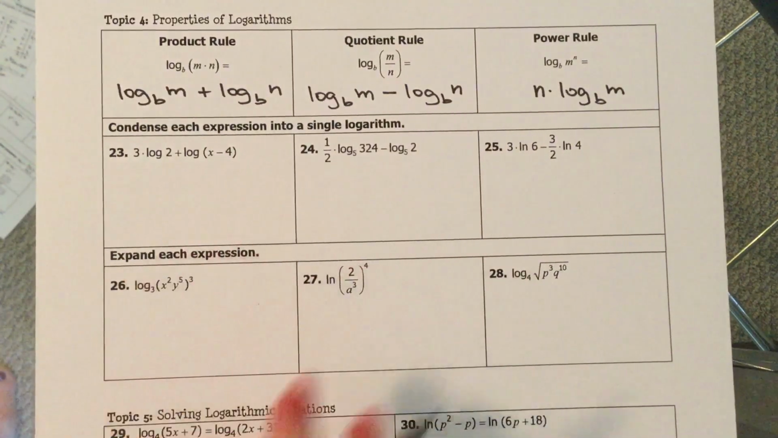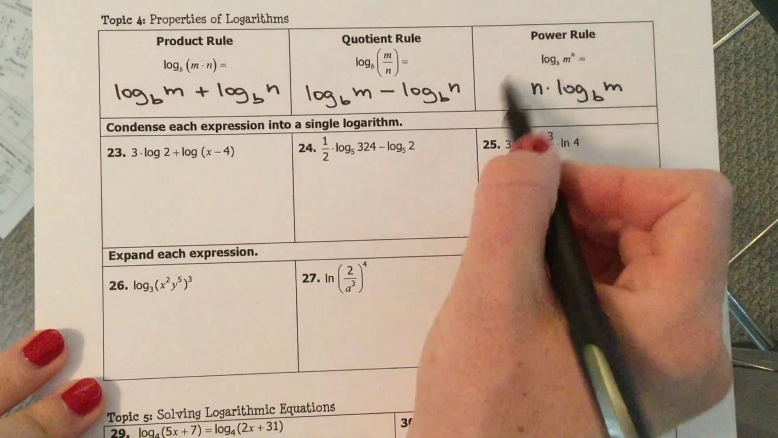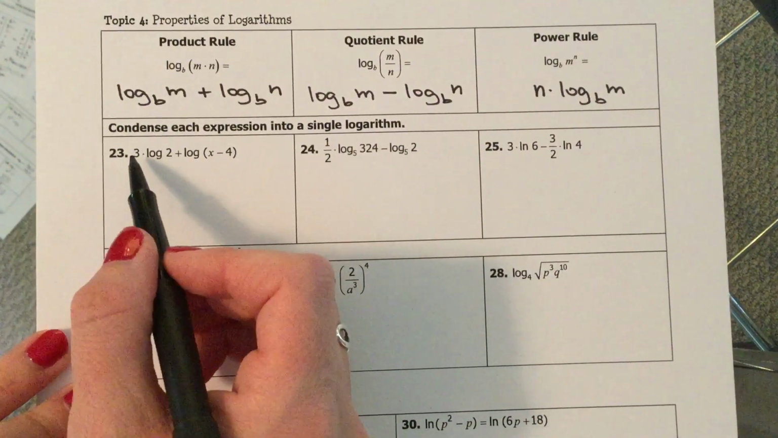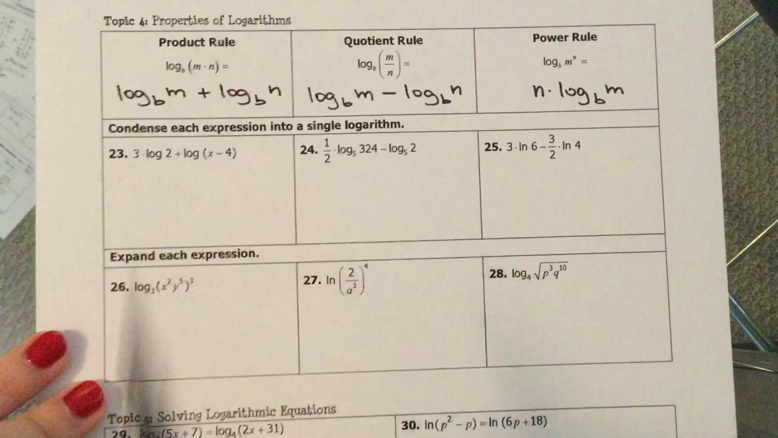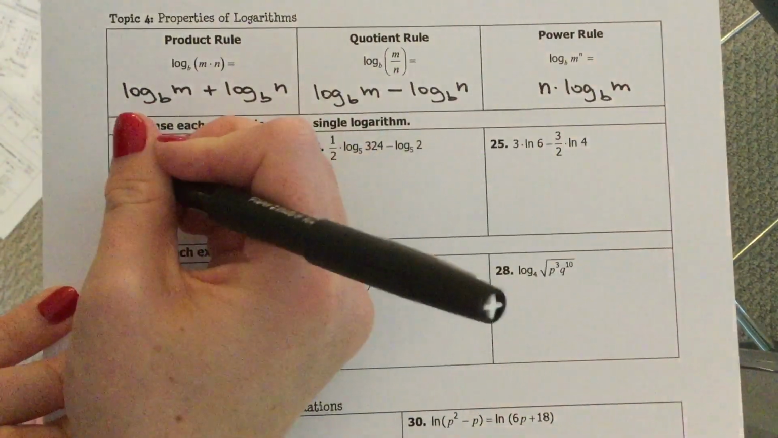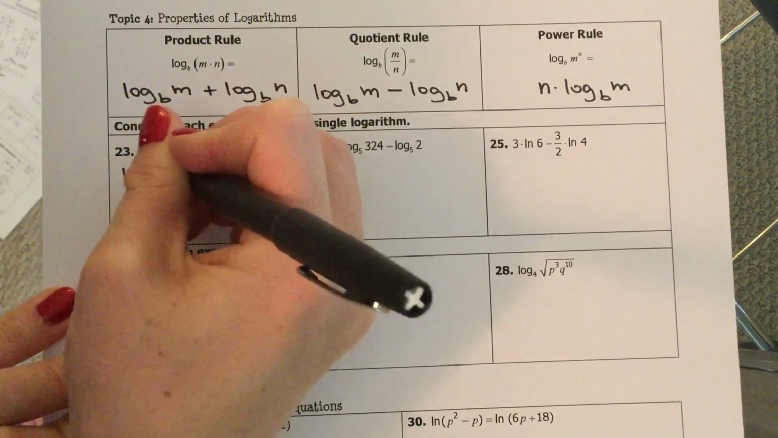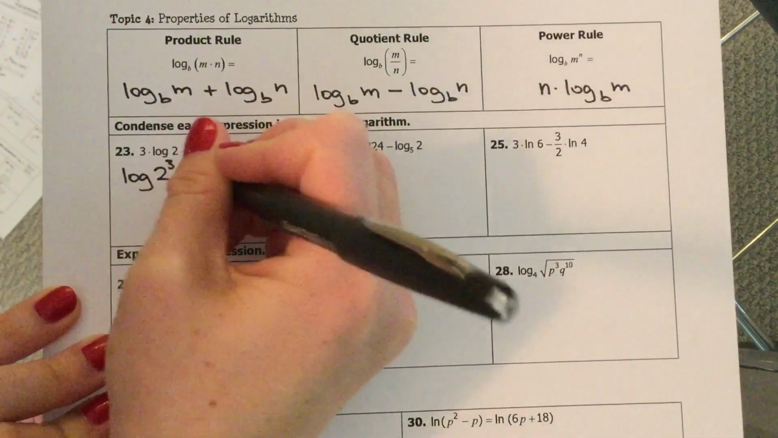Okay, so in this section, these 6 problems, we're going to be using those properties to either condense or expand each expression. So for 23, 24, 25, you're going to be condensing them so that there's nothing out front, no coefficients, and there's just one log. So first thing you need to do when you're condensing is take care of this property, if there's any values out front. So this 3, for instance, needs to move inside as an exponent. So we start with log of 2 to the 3rd, so that 3 moves in as an exponent.